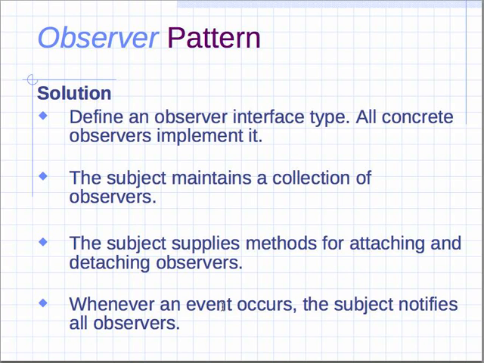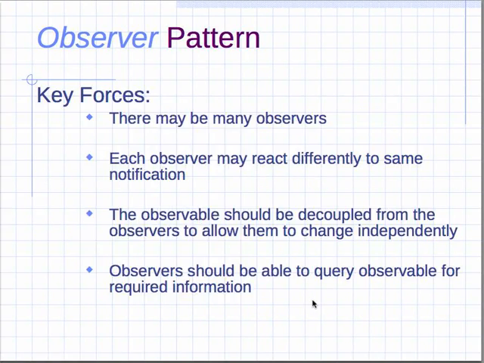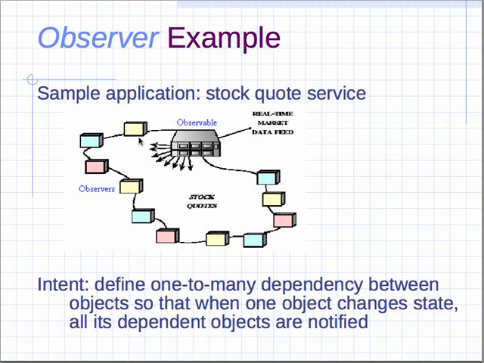Whenever an event occurs, the subject notifies all observers. So that's easy to do because a whole bunch of action listeners will have attached themselves or added themselves as listeners to a single, let's say, JButton object, or in this case, a stock quote service. It can be just a list of observers that the observable keeps track of.